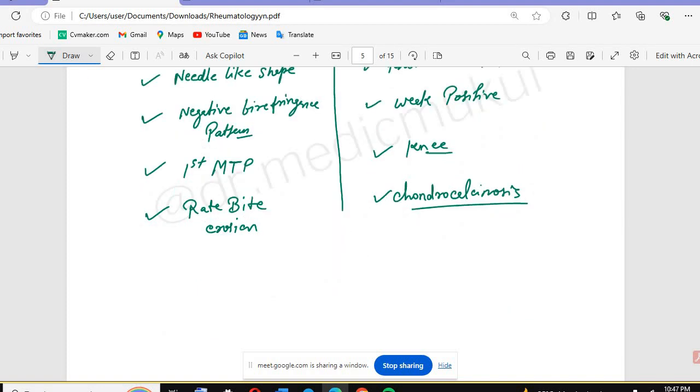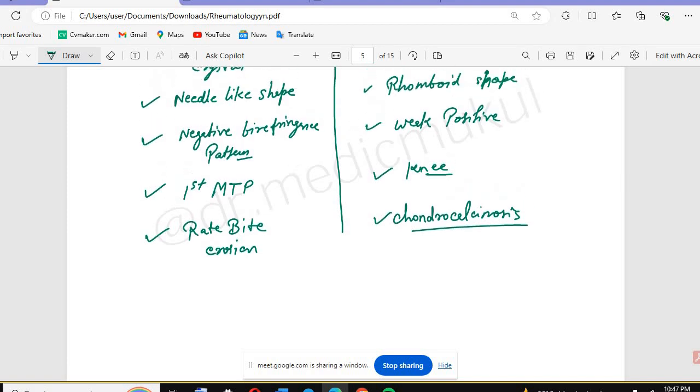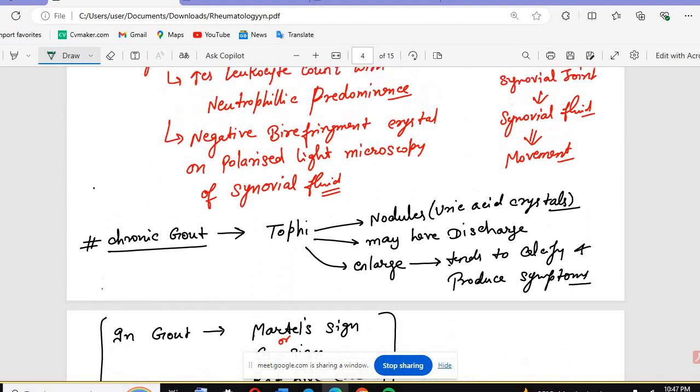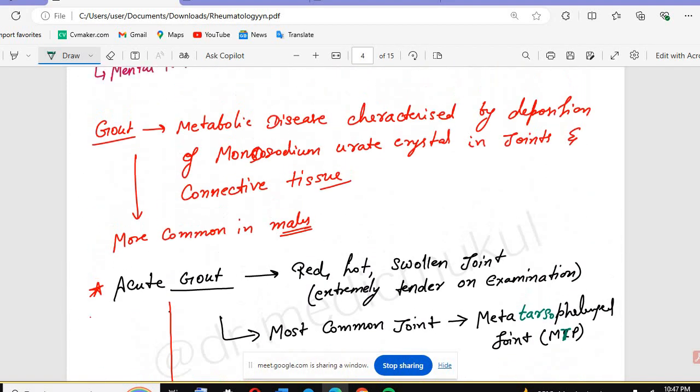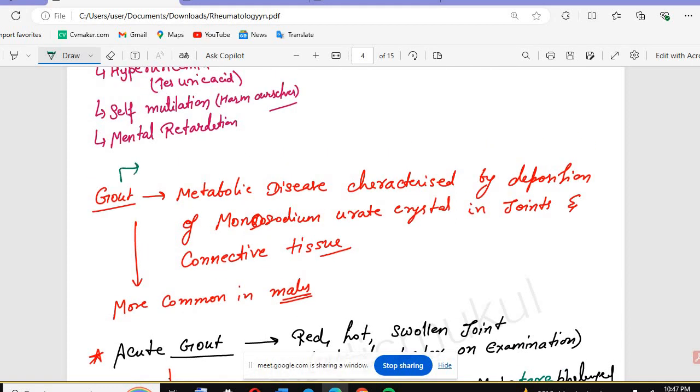Okay, what I was asking: what is another name of gout? Another name of gout is podagra. So this is another name of gout. Okay, is this clear? So this is what we have about gout.